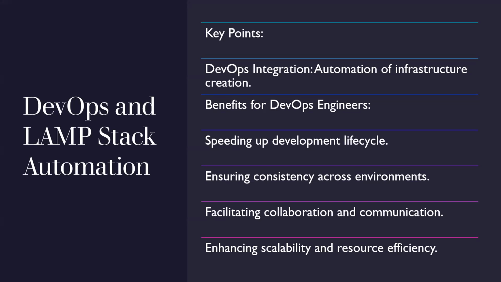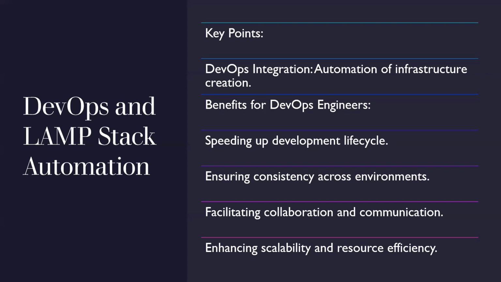Now we look at the benefits for DevOps engineers. One, it speeds up the development lifecycle, because this is a stack that is ready to go and has been tested. You don't have issues with troubleshooting and all that, so you can quickly speed up the development lifecycle. Again, when you automate the infrastructure creation, it means that you can do this very quickly without having to go through the manual process, and that's very important because that is one of the key concepts of DevOps.